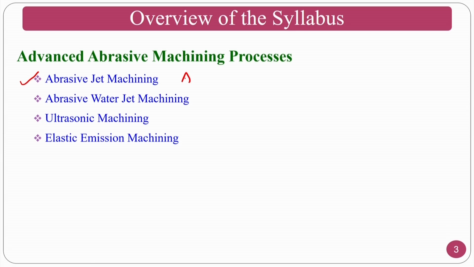It uses abrasives plus air, and abrasive water jet machining uses water plus abrasives. And then ultrasonic machining, where ultrasonic motion is given to the tool, so that it hits the abrasive particle that comes in contact with the tool, the kinetic energy is transferred, and the particle goes and hits the workpiece. Similarly, the material is removed. Then we have seen the elastic emission machining process.